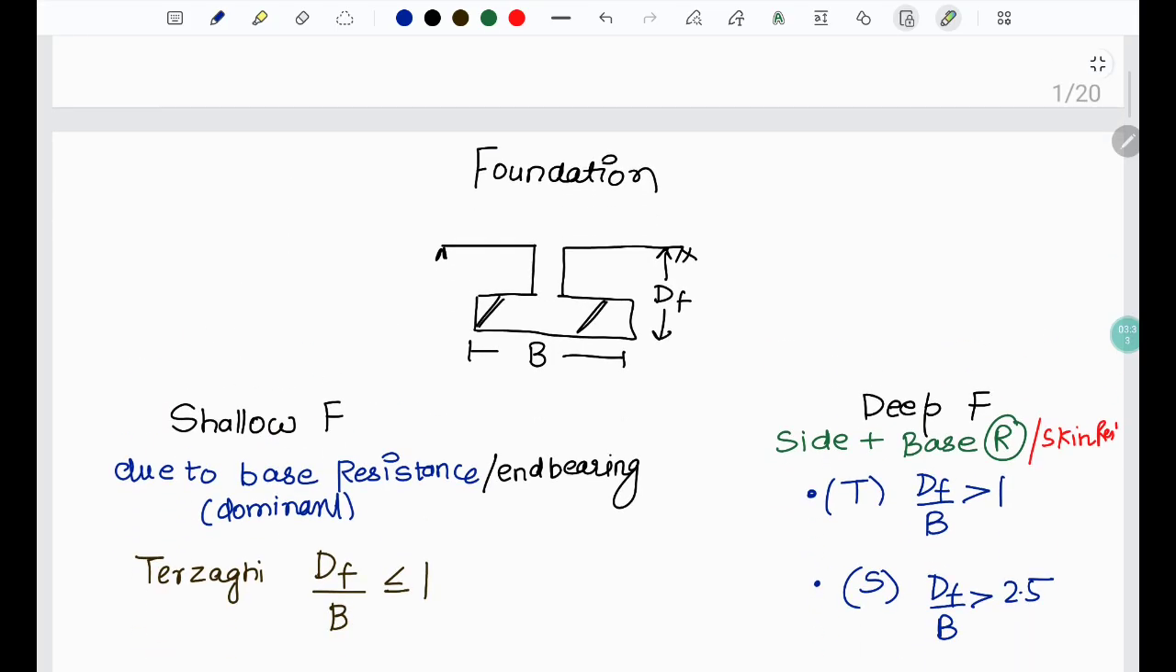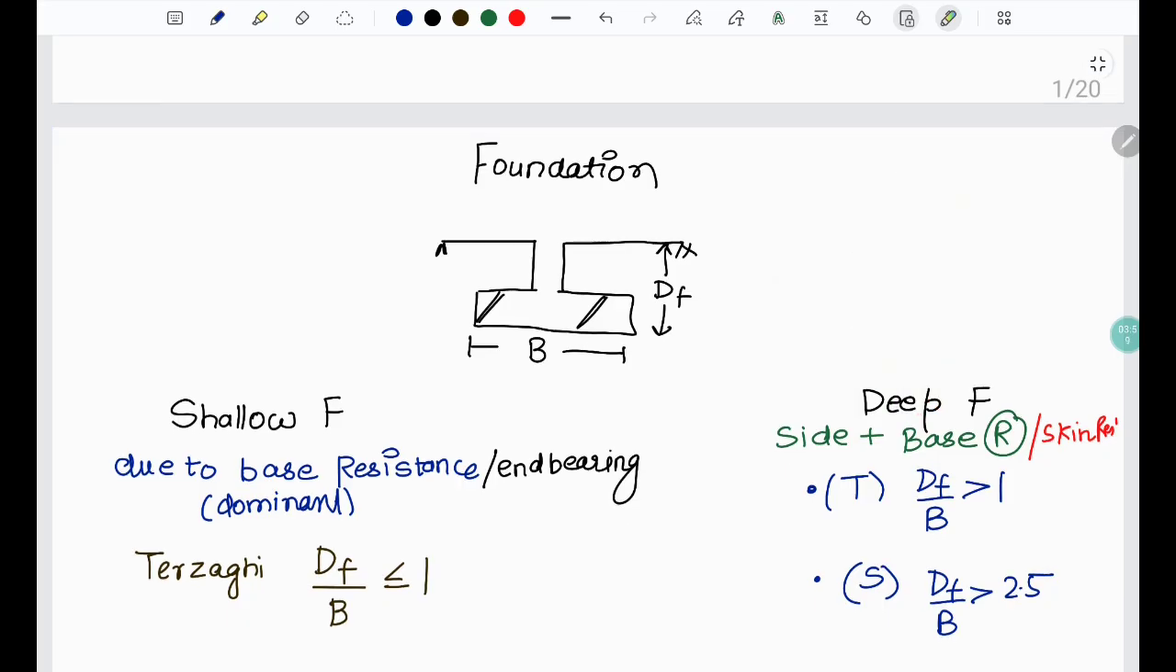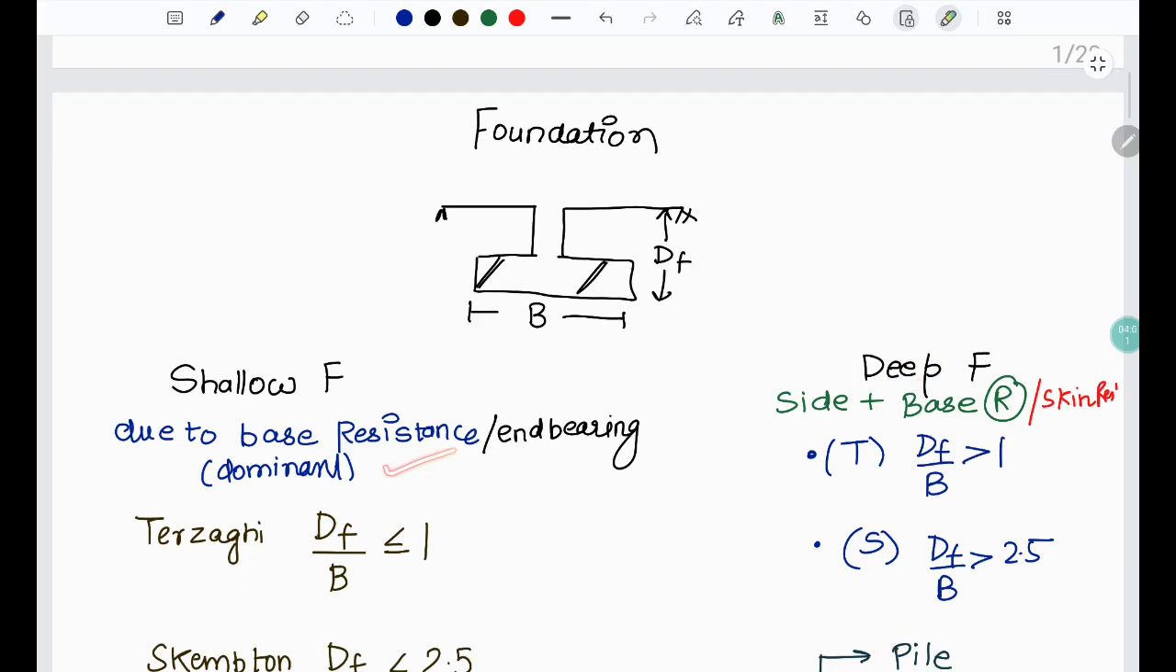We also have to see that for the shallow foundation, the primary source of stress transfer is through the base resistance or the end bearing, whereas for deep foundation such as piles, not only the base of the footing but also the side surface contributes in the transfer of stresses. Hence, for shallow foundation we have base resistance, for deep foundation we have side plus base resistance, or skin resistance, both.